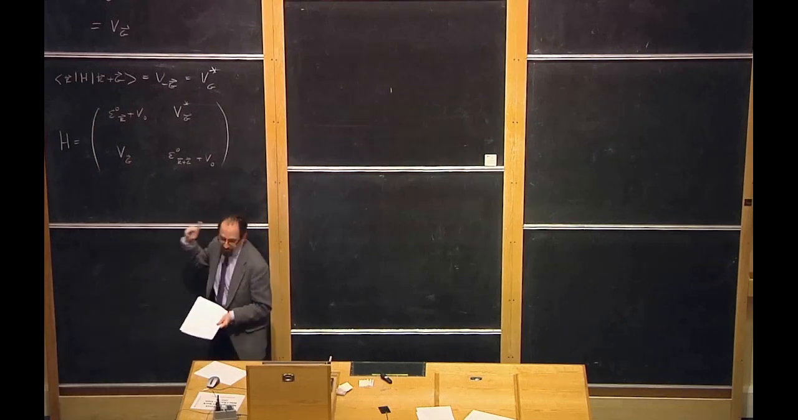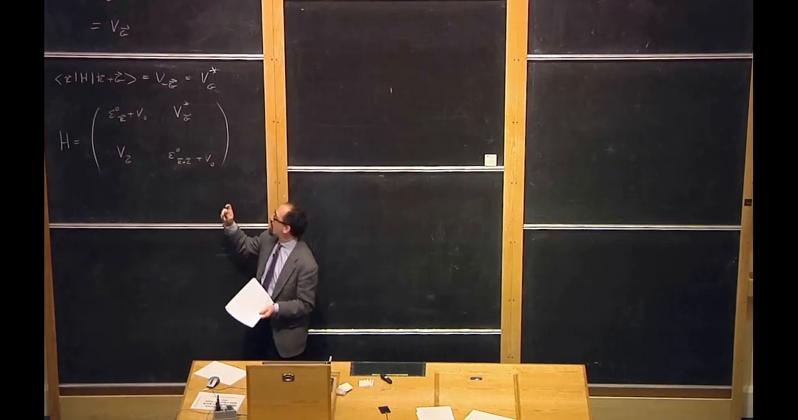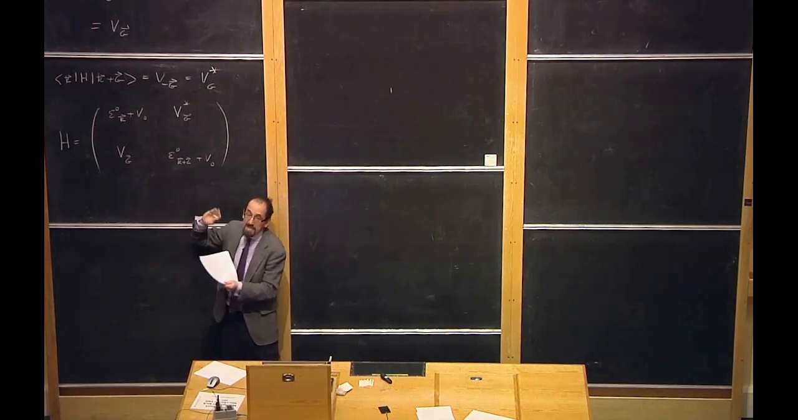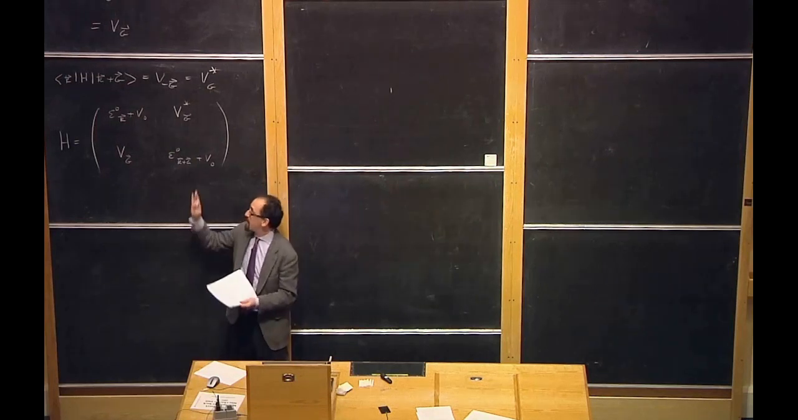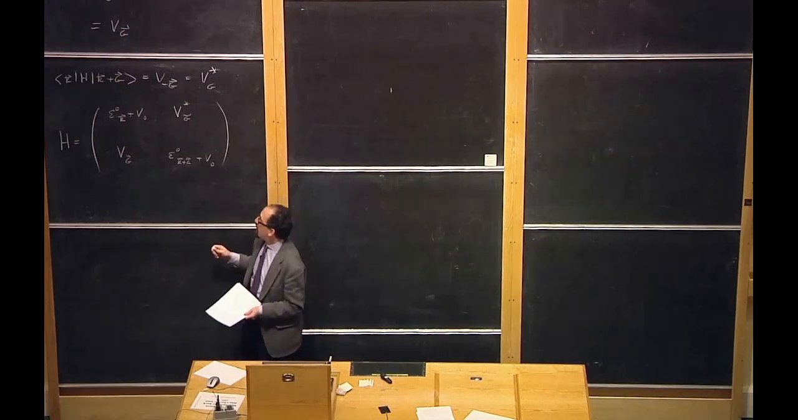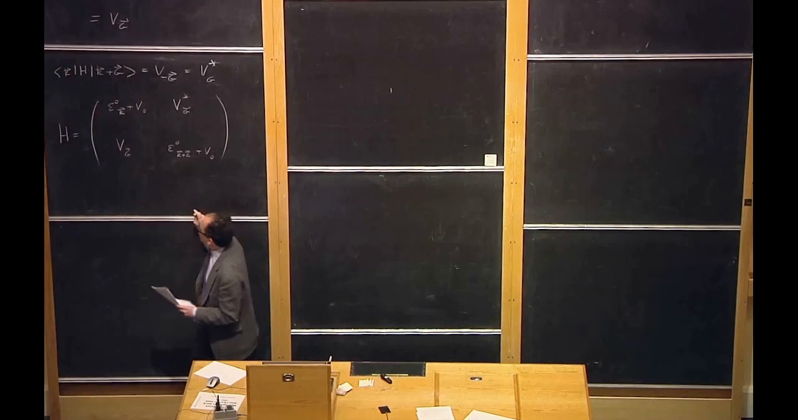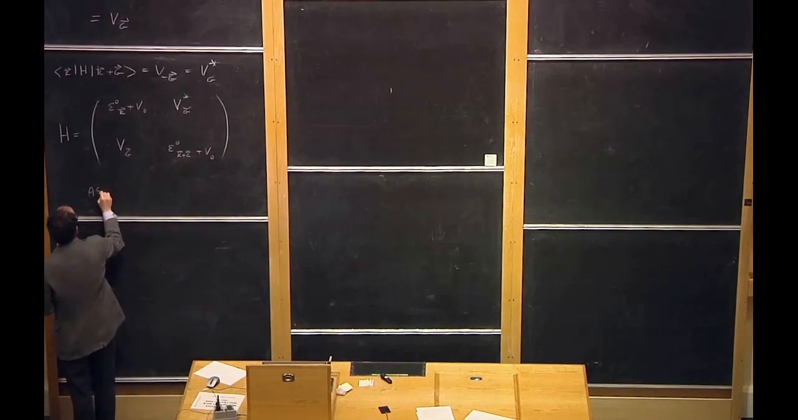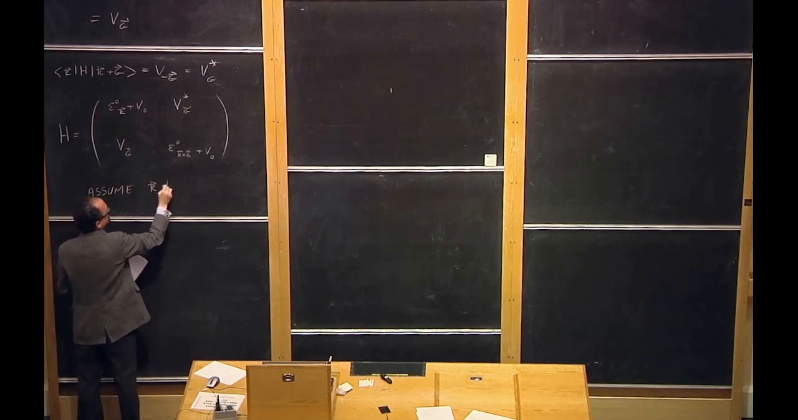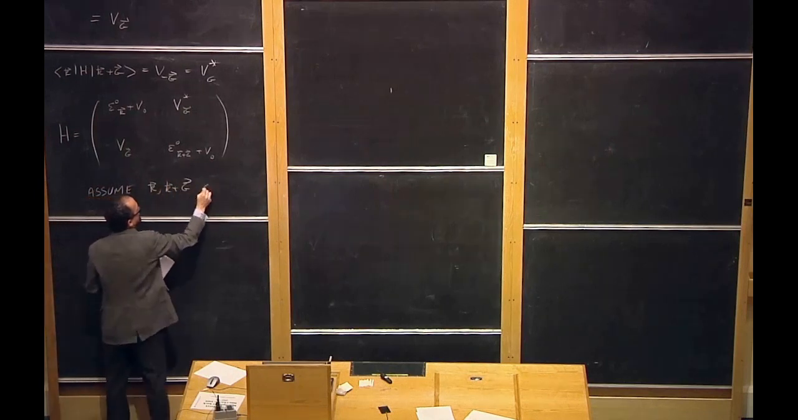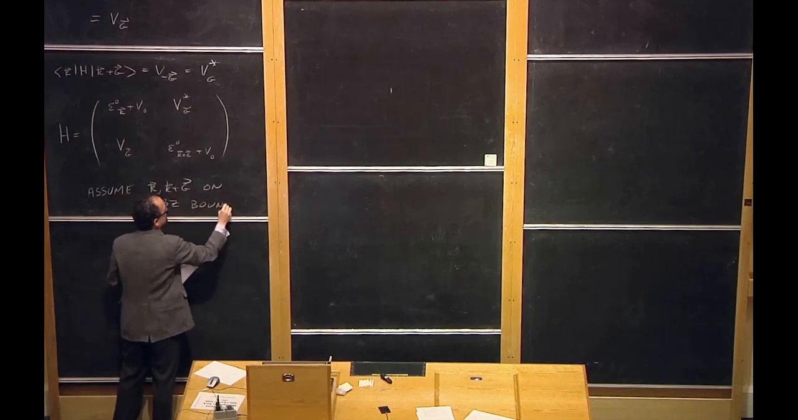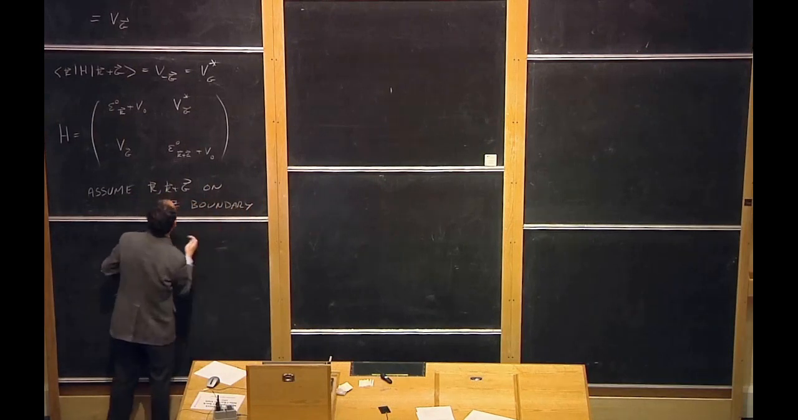So for homework, problem set four, I think, you're going to actually solve this in general for a k near the Brillouin zone boundary, which makes the algebra a little bit more complicated. But what we're going to do here is simplify our algebra a little bit and assume k and k+G are on the BZ boundary, just to make the algebra a little bit easier.